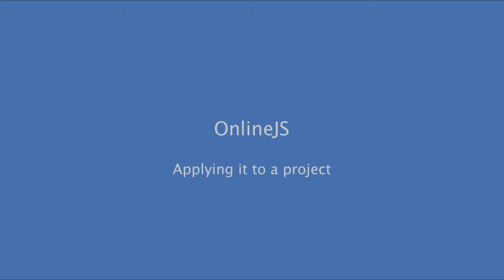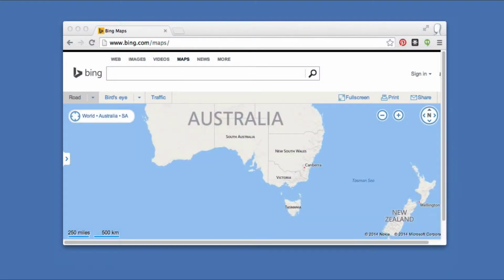Now we need to apply the OnlineJS to a project. A perfect use for detection is the deployment of interactive maps. If the device is connected, then there isn't an issue displaying the map. But if a connection isn't available, then nothing is displayed in place of the map. This simple project contains a single vertical with a Bing map.